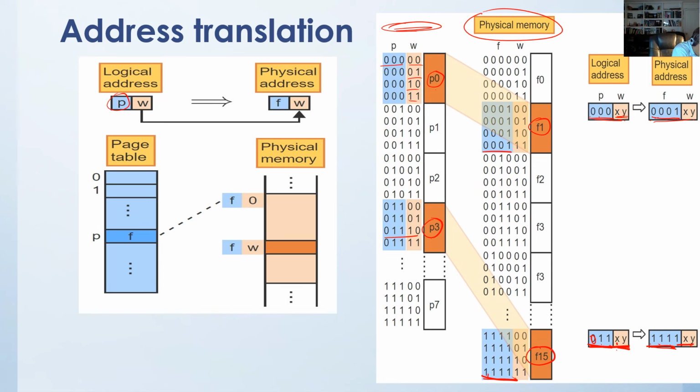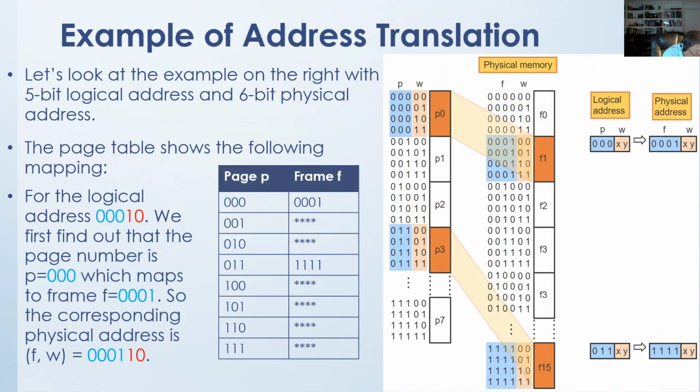Now this diagram basically shows this. If P maps to the frame number F, then the offset should simply be copied. So that's the page table. P maps to F, so it could be mapped from F0 all the way to F2^W, depending on the offset. Every offset here maps to the same offset there.